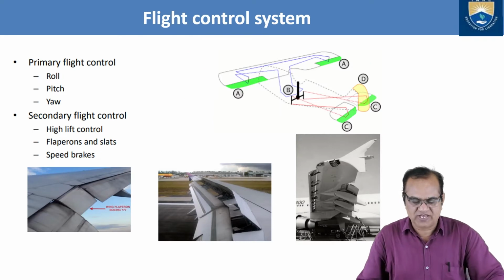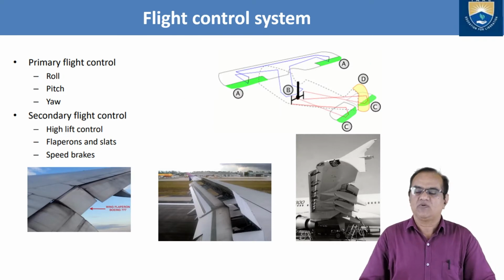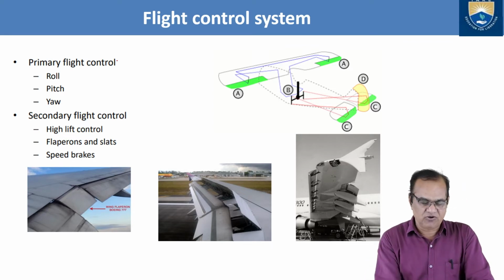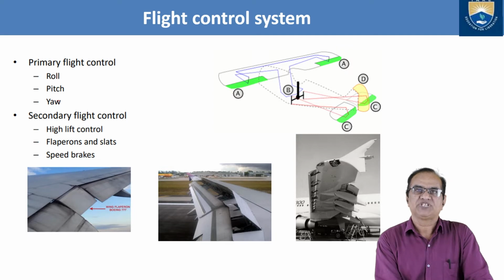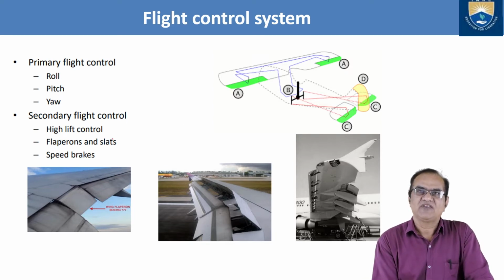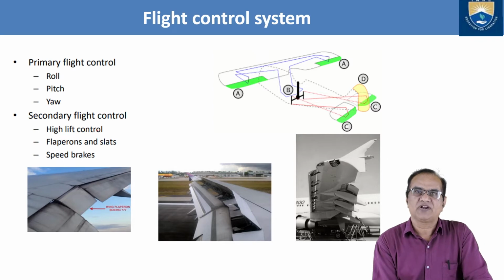So I will go with the flight control system, and just now I have explained about the flight control system. Here we have the primary flight control, that is roll, pitch and yaw. And the secondary flight control: high lift control, flaperons, slats and speed brakes. I will explain all these things.